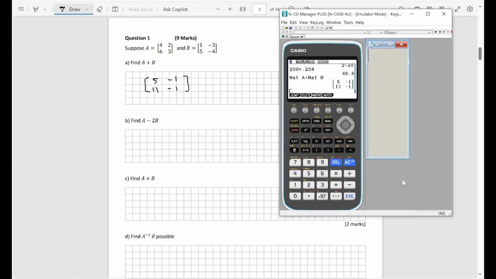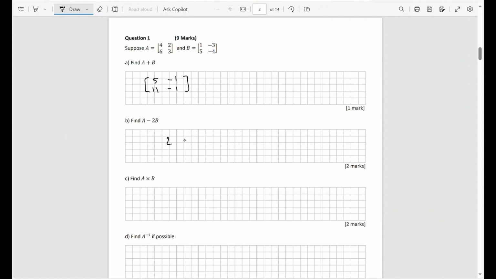A take 2B, similar thing. So shift matrix alpha A, take 2 times shift matrix alpha B, and that should give us what we want: 2, 8, minus 4, 11. Again, if you wanted to do that by hand, you would do 4 take away 2 lots of 1, which gives you 2, and you would do the same thing for all 4 elements.